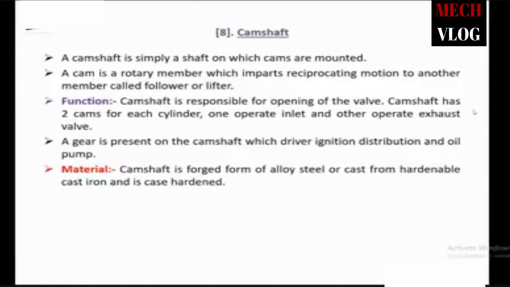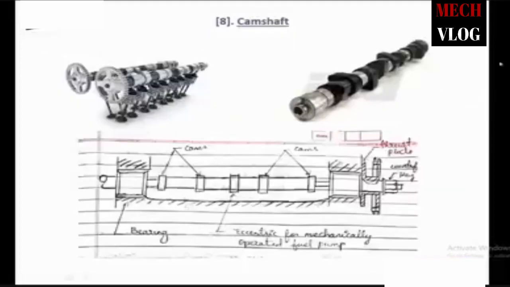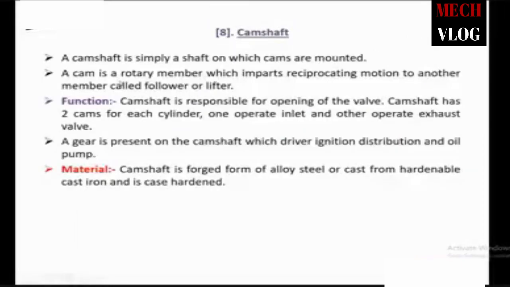And the eighth part is the camshaft. So this is our camshaft. The top right hand figure shows this camshaft. There we have cams, this oval shape, semi-oval shape. These cams are mainly used for the timed opening of valves, inlet and exhaust valves. And there is also a rough sketch for this camshaft. Okay, the camshaft is simply a shaft on which cams are mounted.